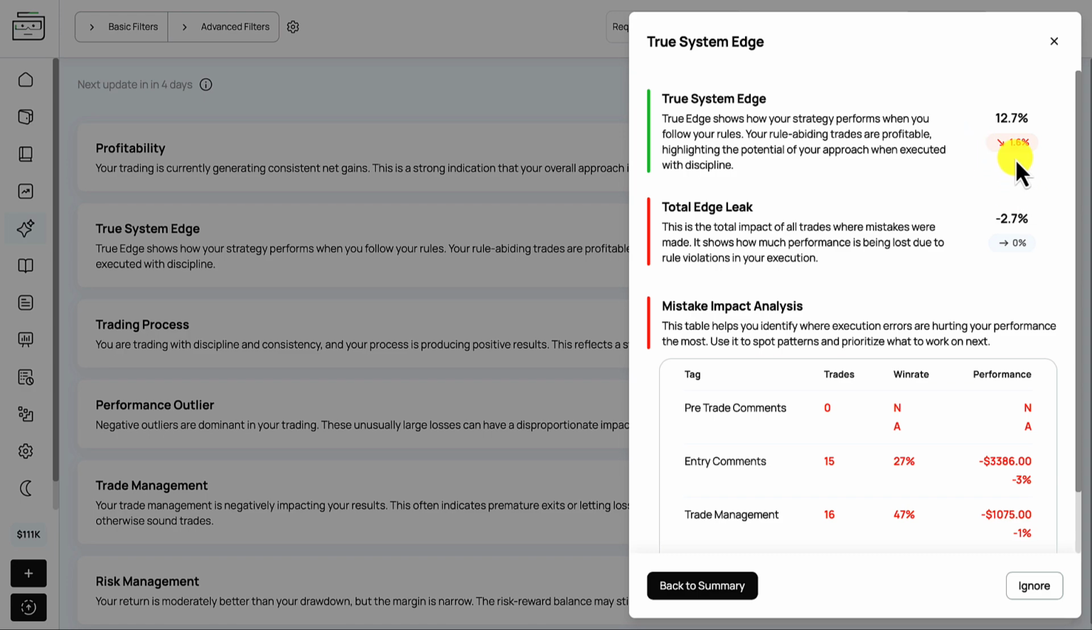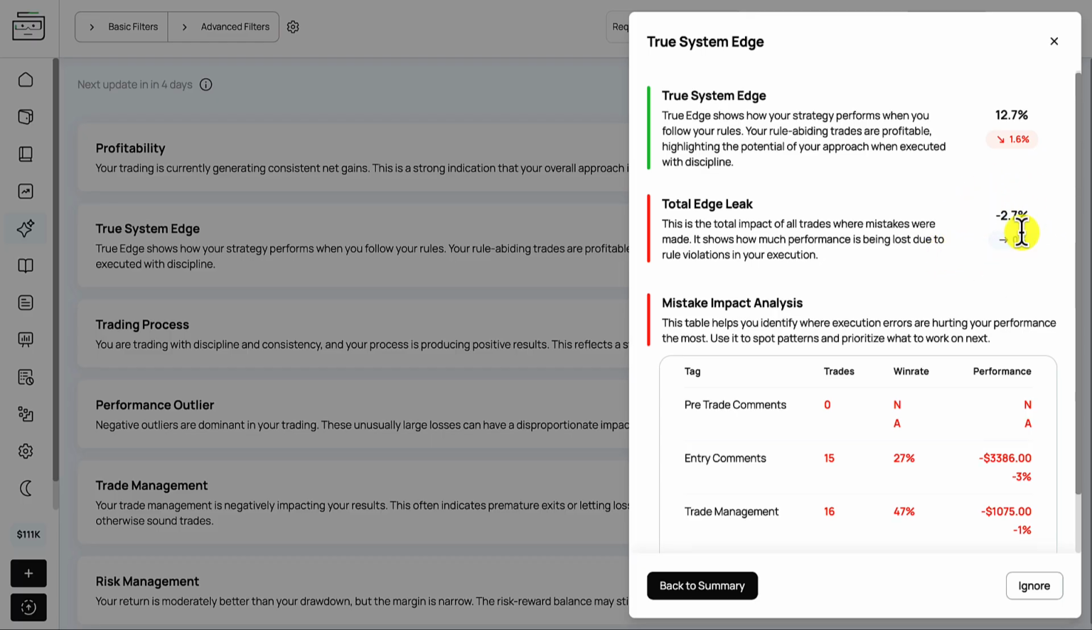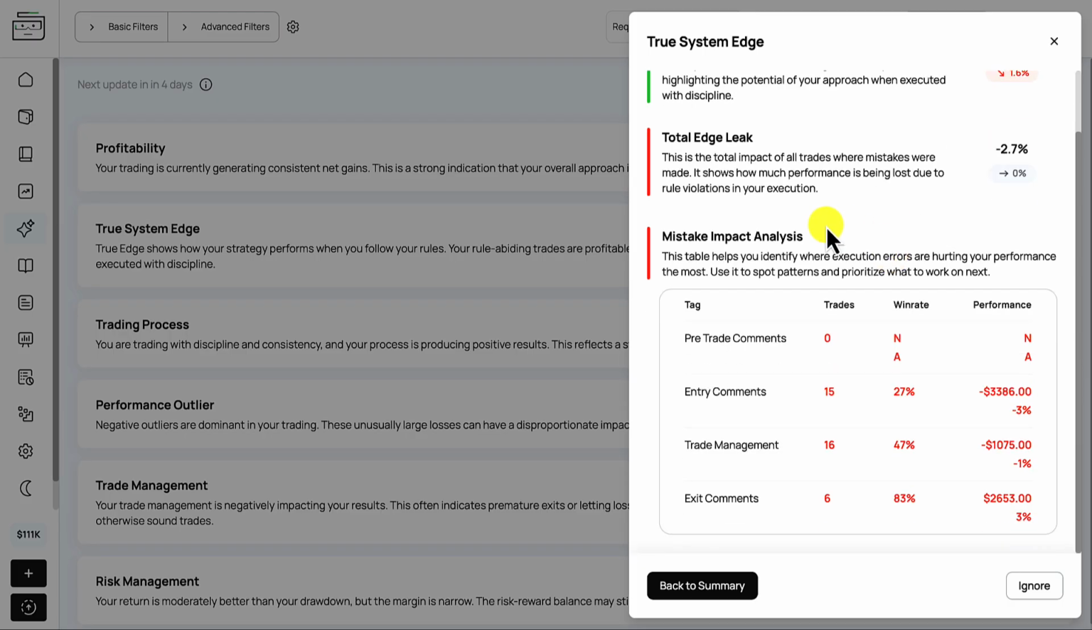The difference between the current performance and his true system is what we call edge leak. So this is what he's losing by breaking his rules. And then if you want to get further breakdowns, here we have the mistake impact analysis. We look at all the 4 different common categories that we have: pre-trade, entry, exit, and trade management. We look at all of the trades, the win rate where the trader is breaking the rules, and how much money they are actually losing by breaking their trading rules.